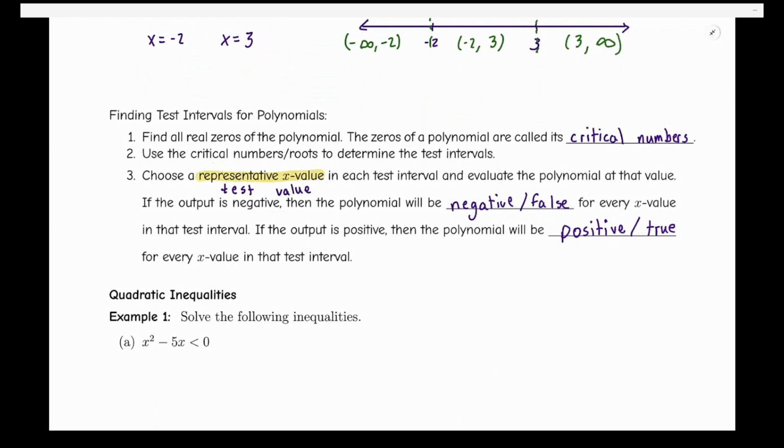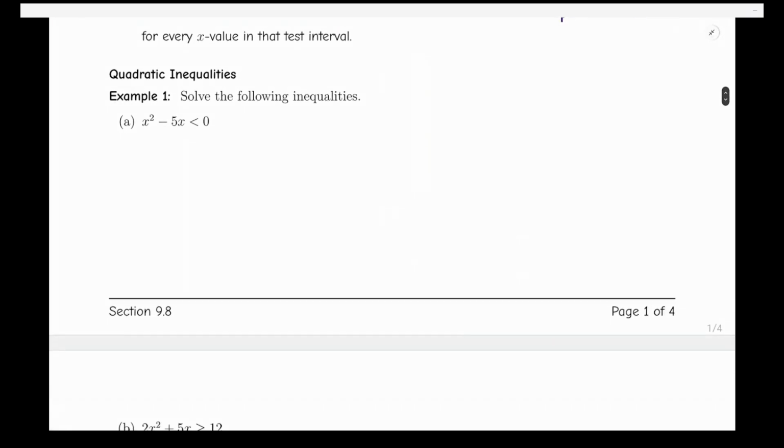Quadratic inequalities. Solve the following inequalities. Part A, x squared minus 5x is less than 0. So again, we need to find the zeros of this. So I'm just going to rewrite it as x squared minus 5x is equal to 0. That's what we're looking for. So that would be x times x minus 5 is equal to 0, which means x equals 0, or x minus 5 equals 0. Add 5 to both sides of the second equation. We get x equal to 5. So our two zeros are 0 and 5.